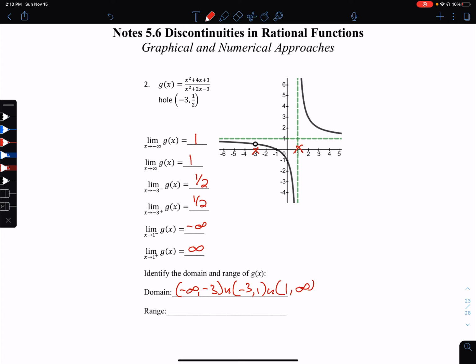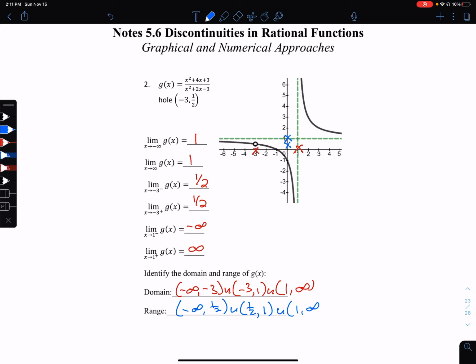What's the range? The range is everything except for the y value of the hole and the y value of the horizontal asymptote. So we're going to go negative infinity to 1/2, that's the y value of the hole, in union with 1/2 to 1, that's the y value of the horizontal asymptote, in union with 1 to infinity.